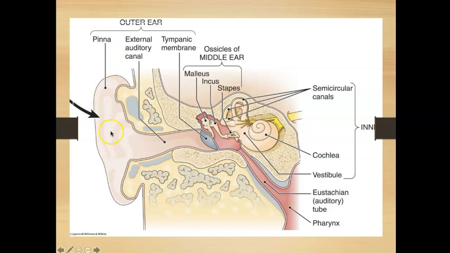Here's the auricle, or the pinna of the ear. This is your external auditory canal, and that's that tympanic membrane. Again, it should be a nice pearly gray. So this is the area of the ear that we're going to focus on.